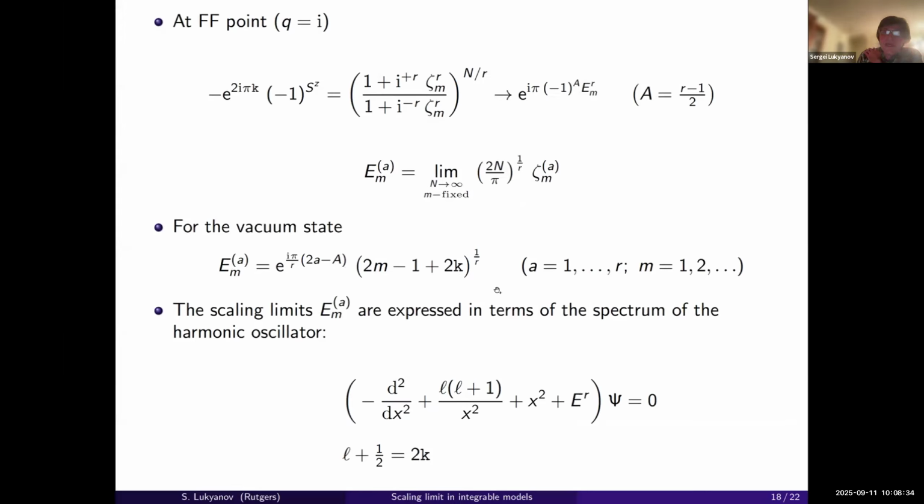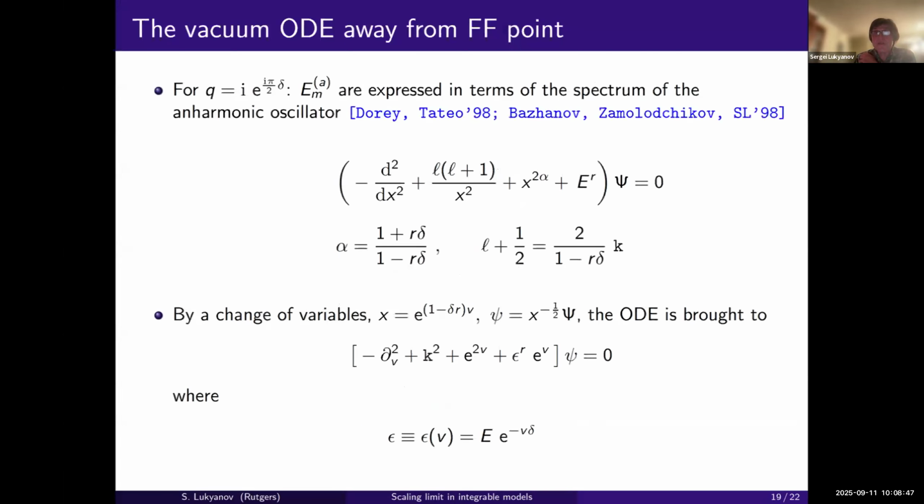And one can easily observe that these roots are related to the energy spectrum of harmonic oscillators, and given by this formula. This is not an accidental relation, because it can be generalized to interacting systems once we deviate from the free fermion point. The scaling of the vacuum Bethe roots can still be described in terms of a differential equation, but now it's an anharmonic equation.